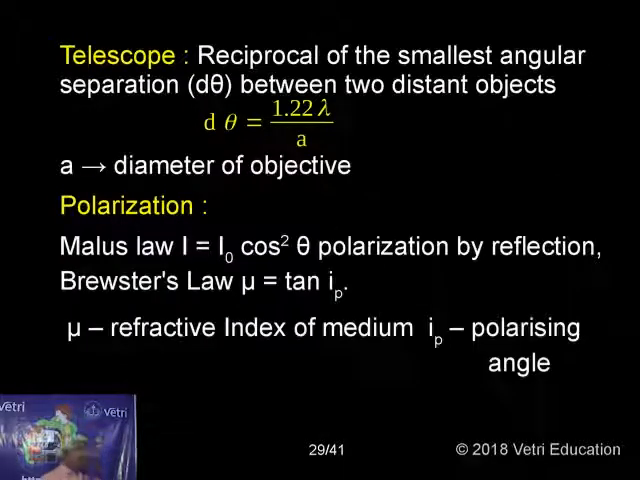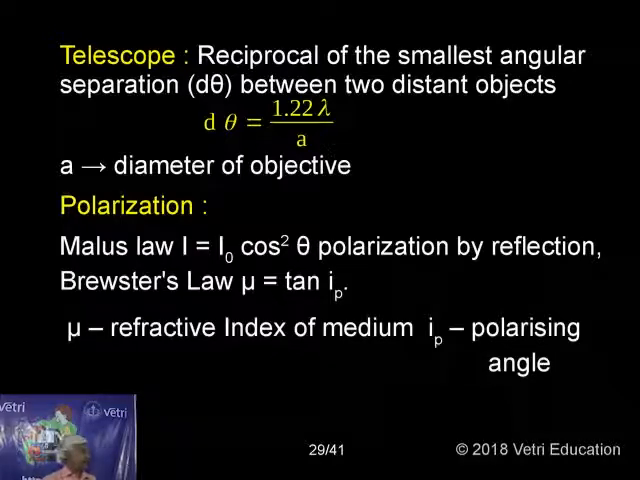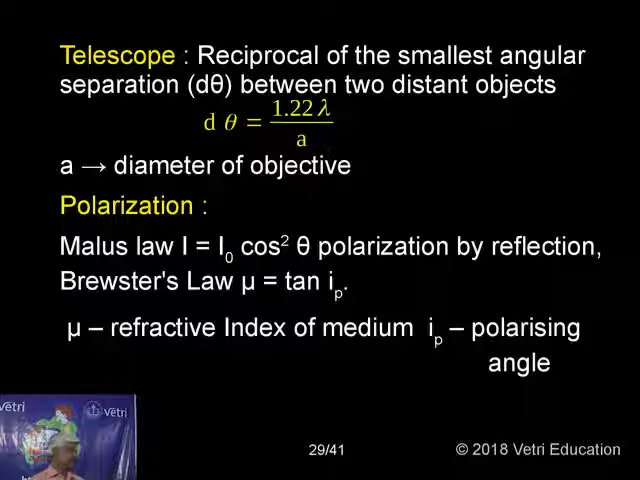So Malus law: I is equal to I naught cos square theta. Polarization by reflection, Brewster's law: mu is equal to tan IP, where mu is the refractive index of the medium and IP is the polarizing angle.